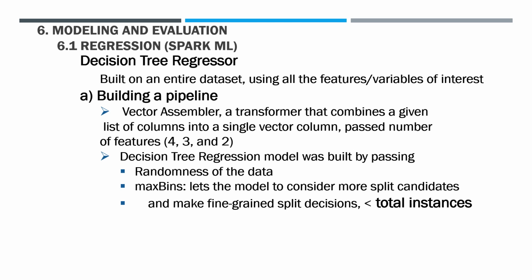There was a pipeline that was built first by using vector assembler, by passing the features to it. And then the decision tree regression model was built by passing different parameters like randomness of the data and maximum bins. Maximum bins lets the model consider more split candidates, and it makes fine-grained split decisions. And the maximum bins is always less than the total number of instances.